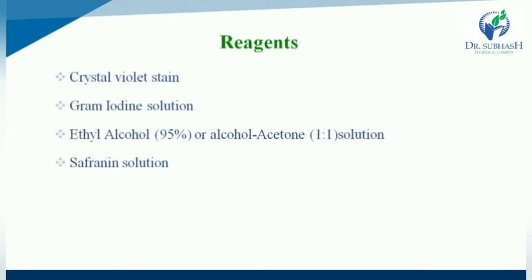Reagents. Which reagents are used in the gram staining technique? First is crystal violet stain, which acts as the primary stain. Second is gram iodine solution, which acts as a mordant. Next is ethyl alcohol, 95% alcohol, or an alcohol to acetone solution in a ratio of 1 to 1, which acts as the decolorizing agent. And last is safranin solution, which acts as the counterstain. So that is the list of reagents used in gram staining.